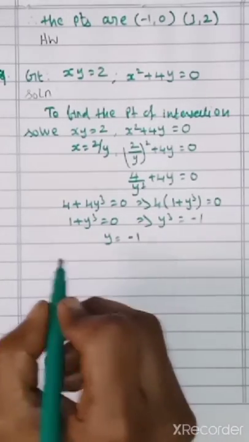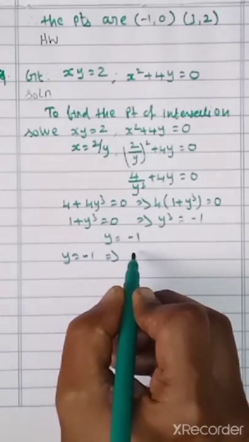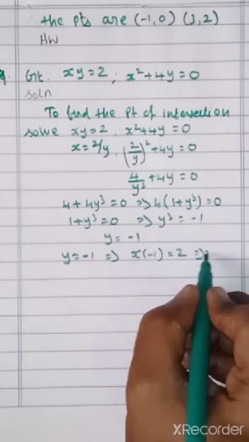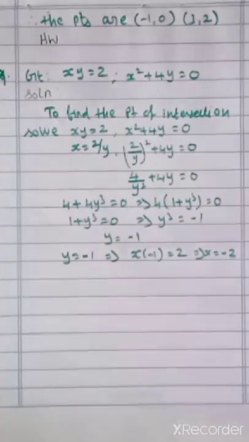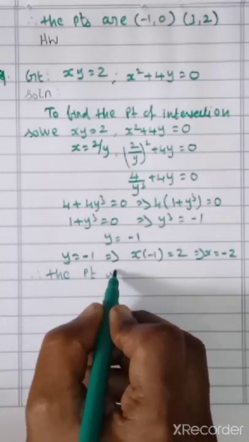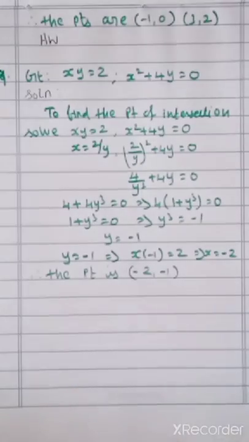So here if you put y equal to minus 1, you will get x into minus 1 equal to 2. That is x equal to minus 2. So what are the points? Therefore the point is minus 2 comma minus 1. So we got the point.